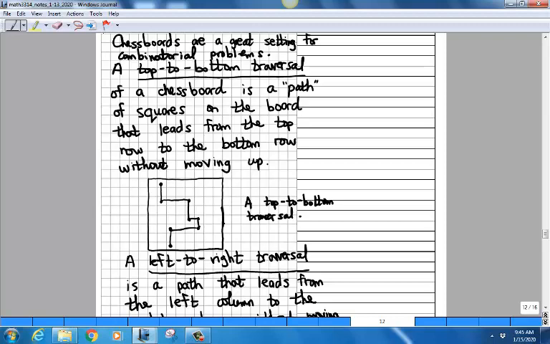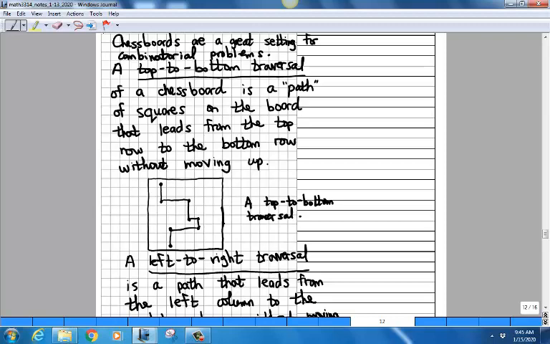Now, if you combine a top to bottom with a left to right traversal, you get what's called the complete traversal of the chessboard. So a complete traversal is both top to bottom and left to right. So Shelby, if we have a complete traversal, where do we have to start? Yeah, that's right. You have to start in the top left, and you have to end up where? In the bottom right. Okay, you have to end up in the bottom right.